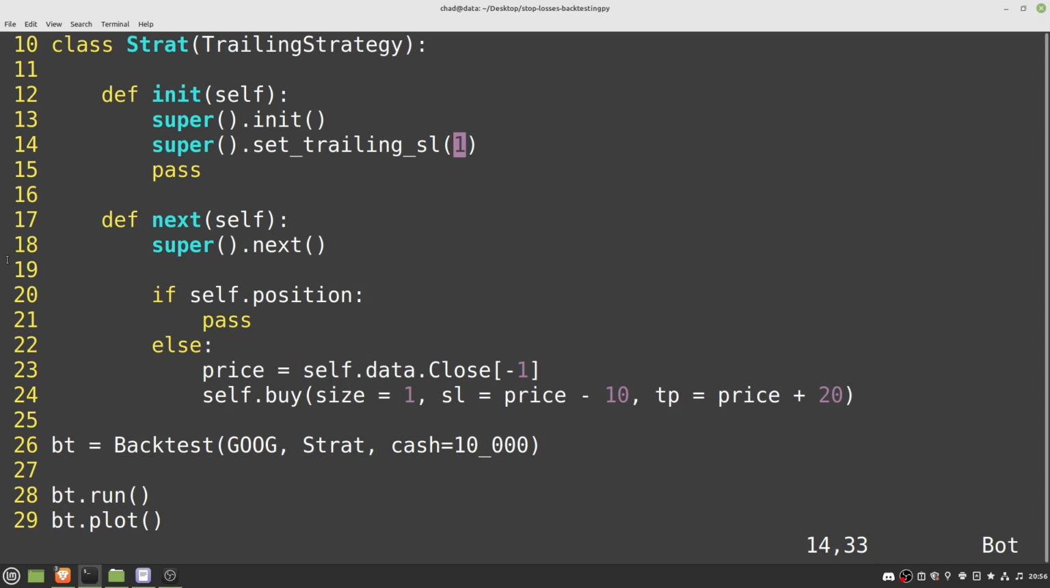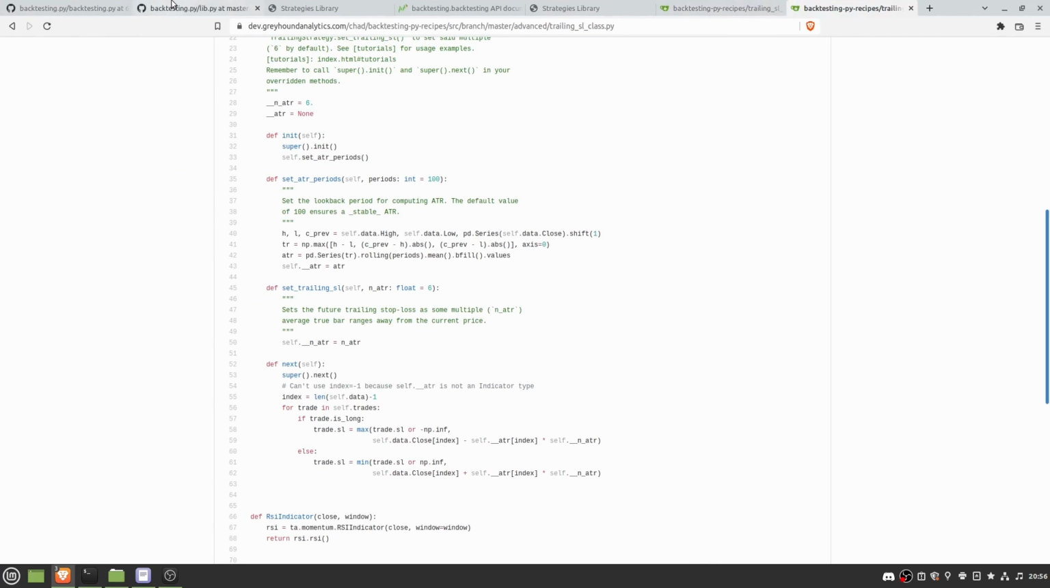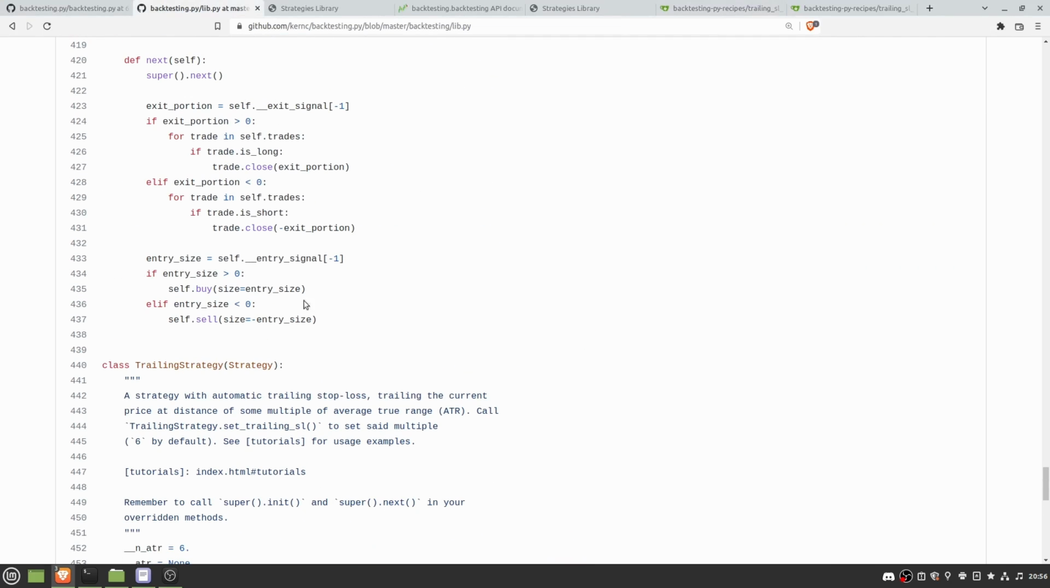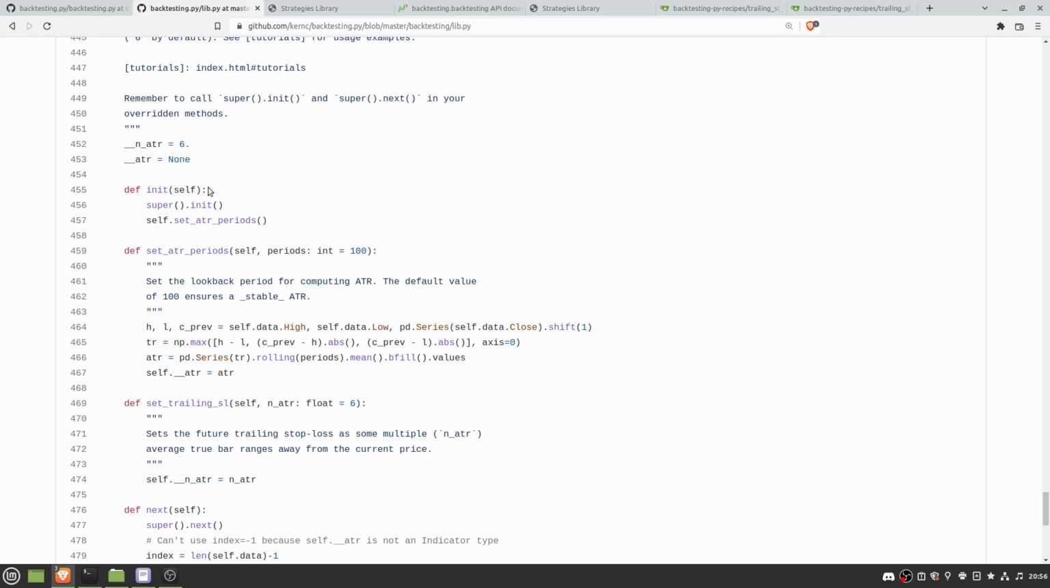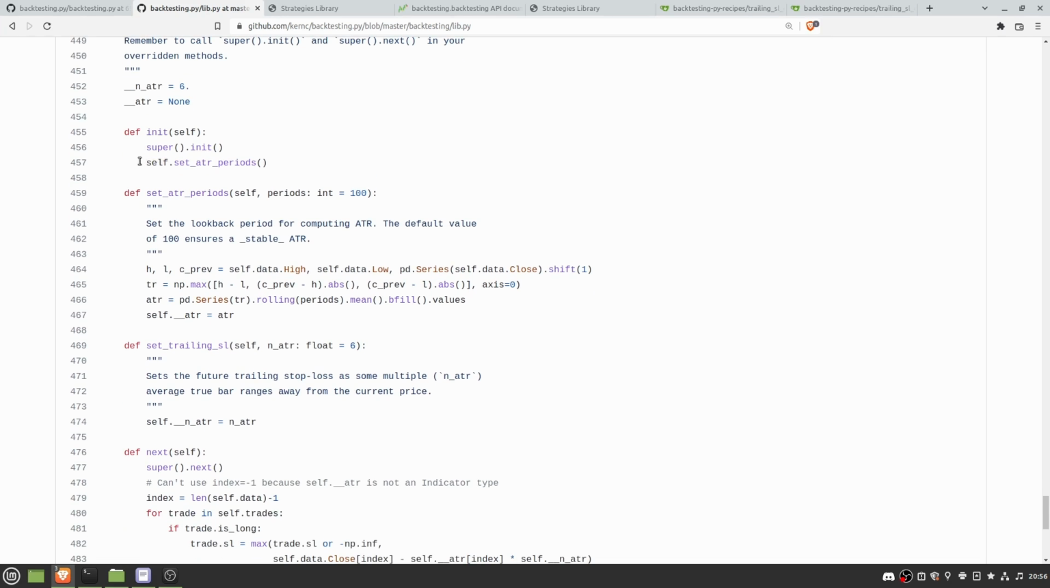So let's dive into the actual library code for backtesting.py. I'll drag that over here on this screen. If you scroll down to roughly line 440, in the trailing strategy class, we can see that this one inherits from strategy, and then we're inheriting from trailing strategy. It's got these class attributes here. Don't need to worry too much about that. The first thing it does is run this function, which all it does is calculate the average true range.